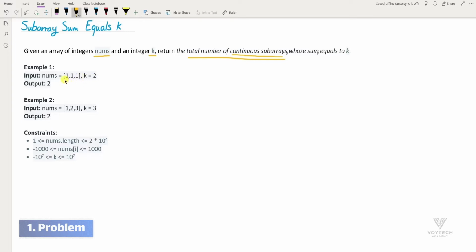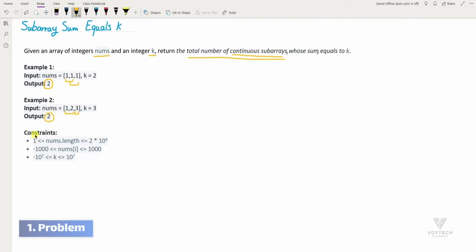For example, the first subarray would be this one, and the second one is this. So the output is 2, which means we have 2 subarrays whose sum is equal to 2. Or when the nums array is 1, 2, 3 and k is 3, what do we have? We have this subarray, 1 plus 2 is 3, and this subarray that just has one element. And again, the output is 2.